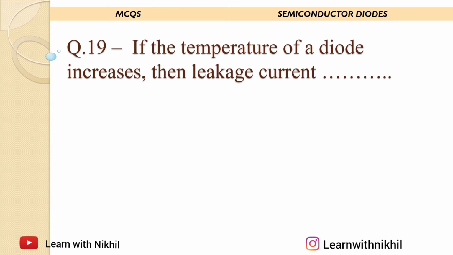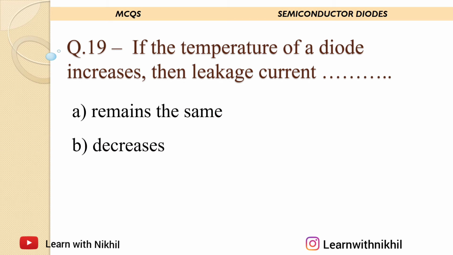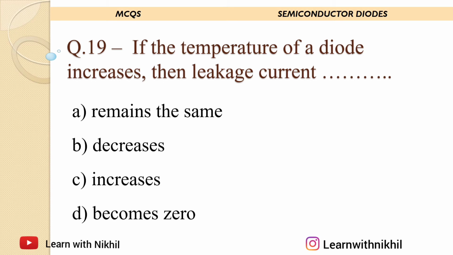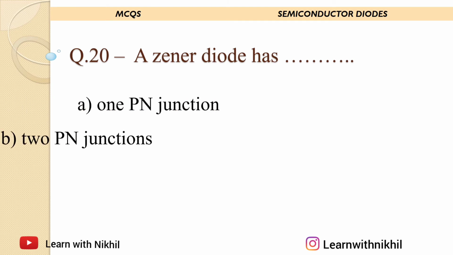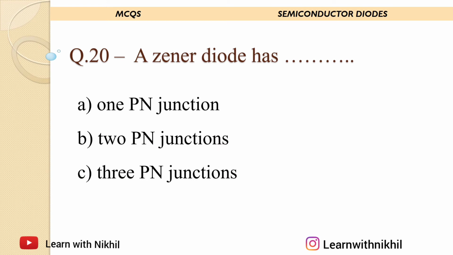Next, if the temperature of a diode increases, then leakage current remains the same, decreases, increases or becomes zero. The leakage current increases. A Zener diode has one PN junction, two PN junction, three PN junctions or four PN junctions. And here also the answer is one PN junction.